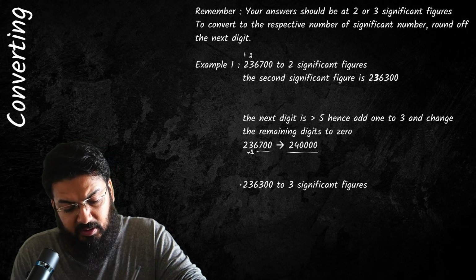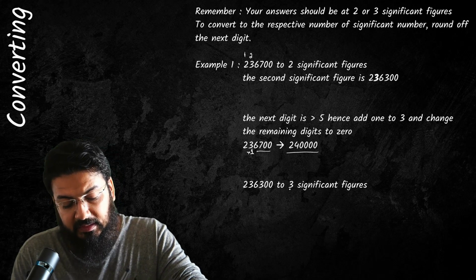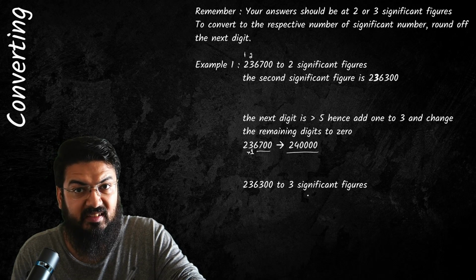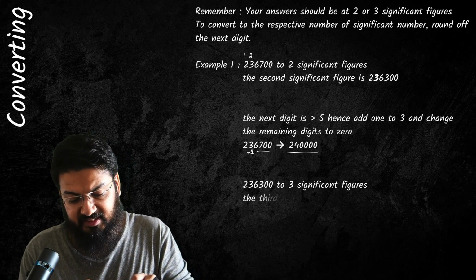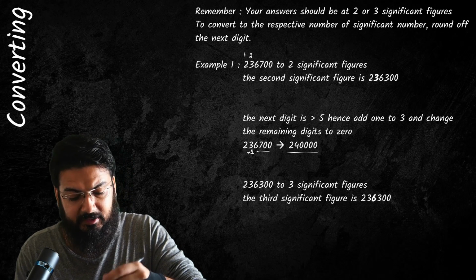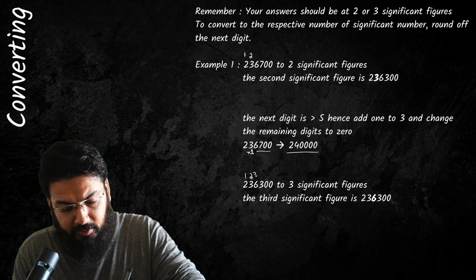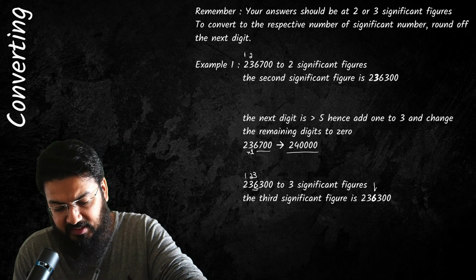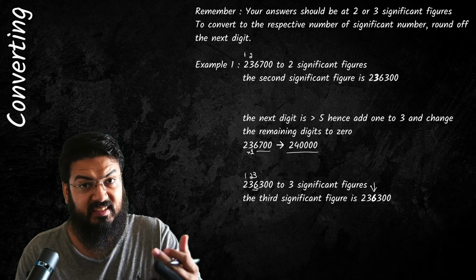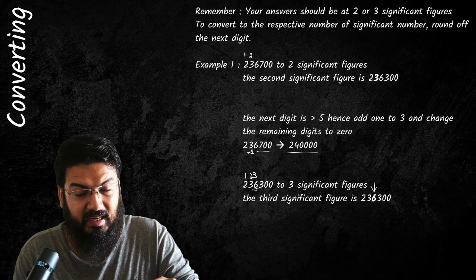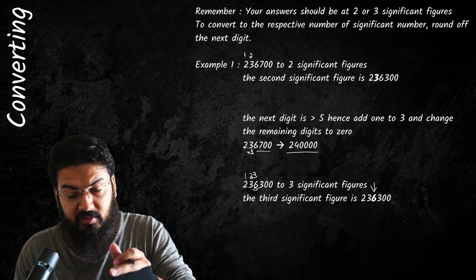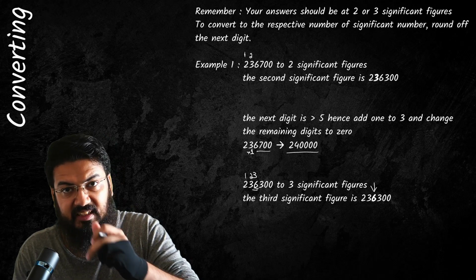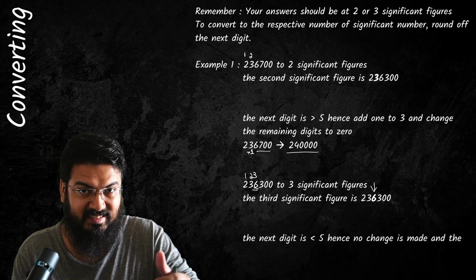Let's say, for example, you have 236,300 and you want to make this correct to three significant figures. All right, that's easy. Again, my third significant figure is 1, 2, and 3. So that's 6. I have that highlighted over here. So 6 is your third significant figure. Now, is the digit after 6, which is 3, is it greater than 5 or less than 5? It's less than 5.